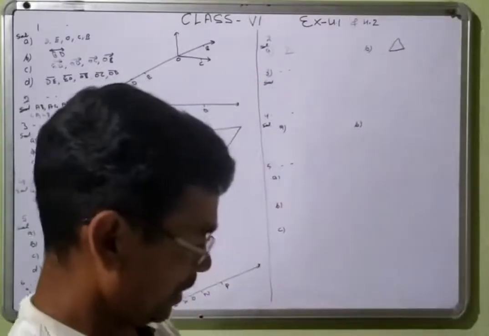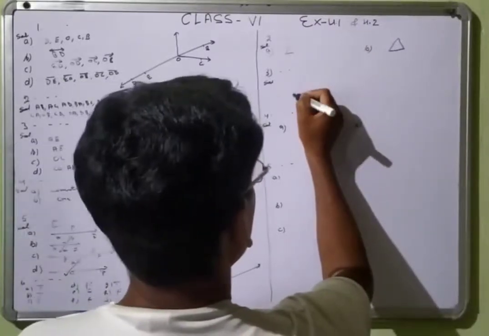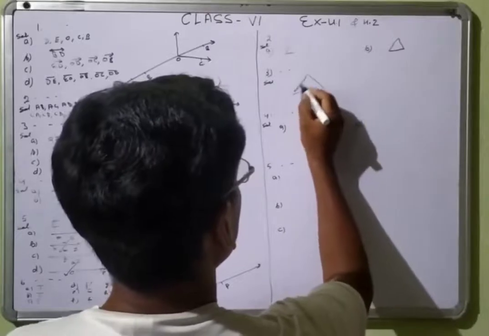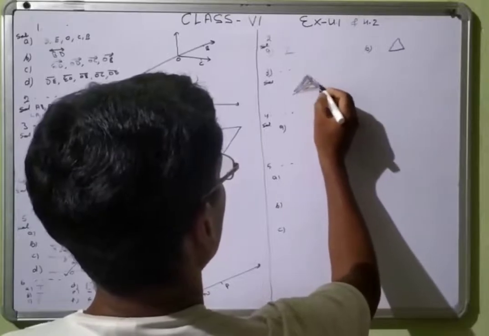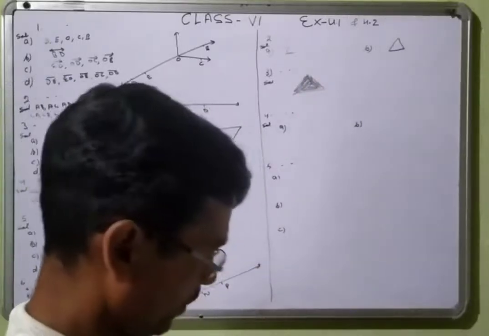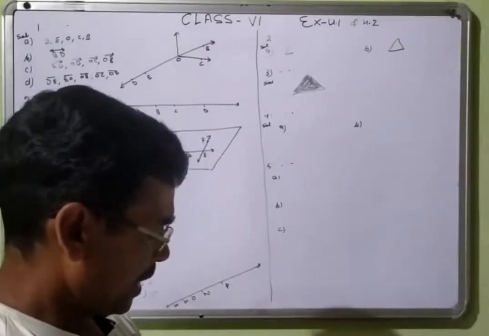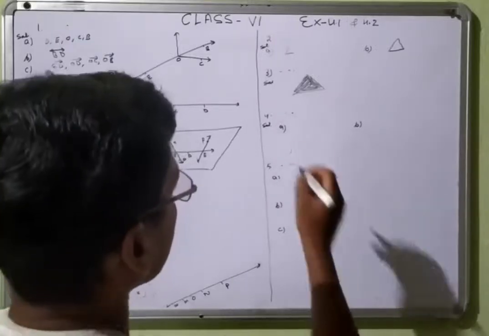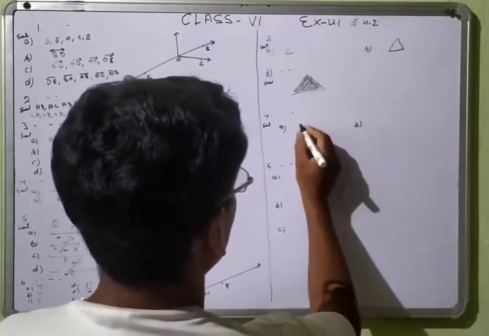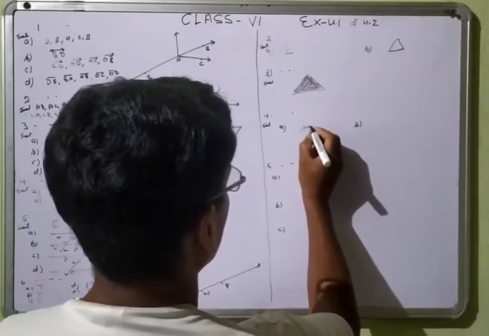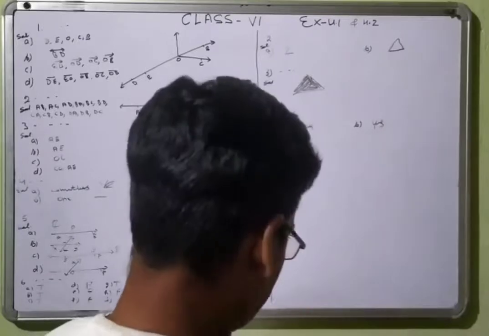Question number 3: draw any polygon and shade its interior. Anything we can draw, and then shade this one. You can use the pencil for shading, or you can use colour pencils also. Consider the given figure and answer the question. Part A: is it a curve? Yes. Is it closed? Yes. You are looking at that one.